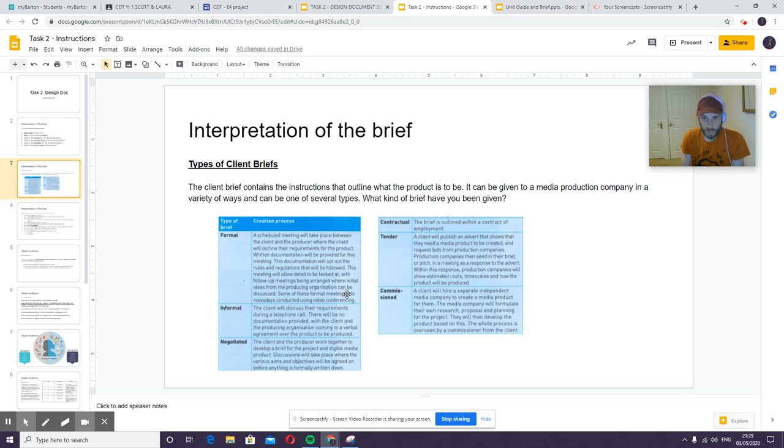A commission is when a client hires a separate independent company to create the product. So they hire a specific company and they commission them to do the work for them. So there's various different types of briefs. You've just got to summarize which type of brief you have been given.